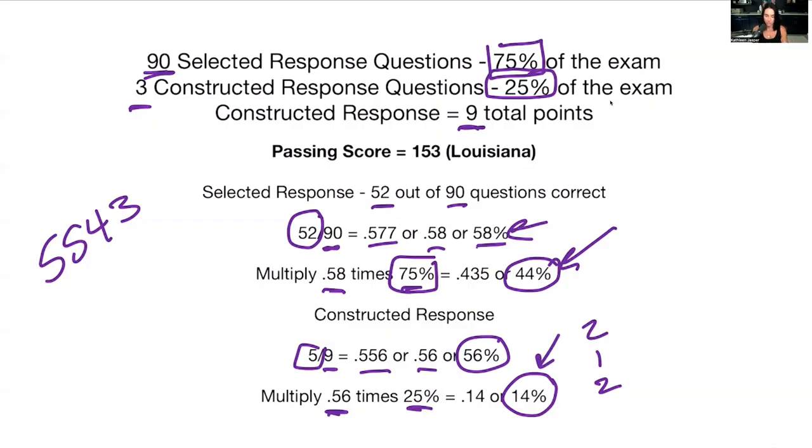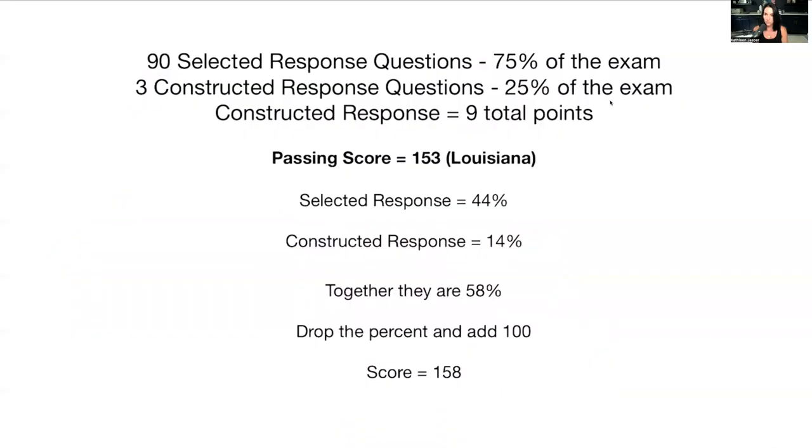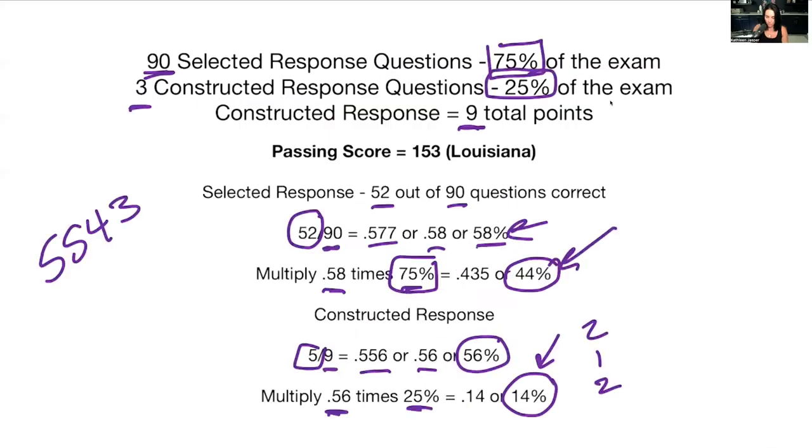These are the figures I'm going to use. Now, what do I do next? Well, I take my selected response total percentage that I just calculated, and I take my constructed response total that I just calculated. I add them together and I get 58%. Now I can drop the percentage, add a 100, and I get a 158. Now, again, this 158 is pretty close to this 153. In my opinion, it's too close.